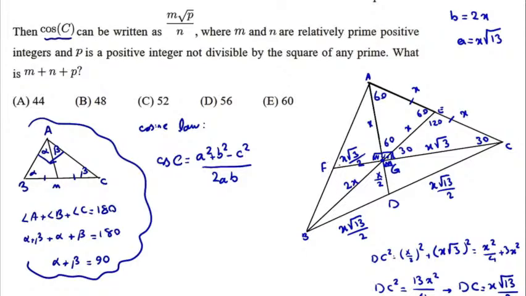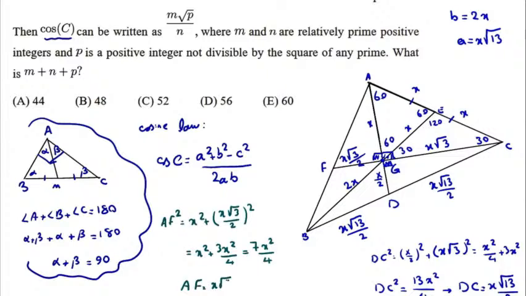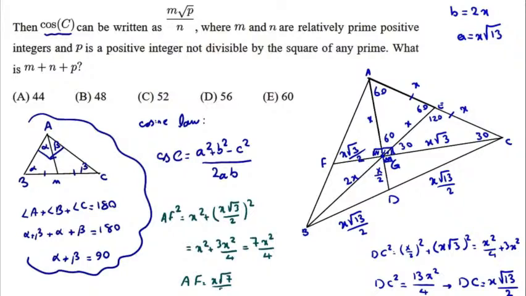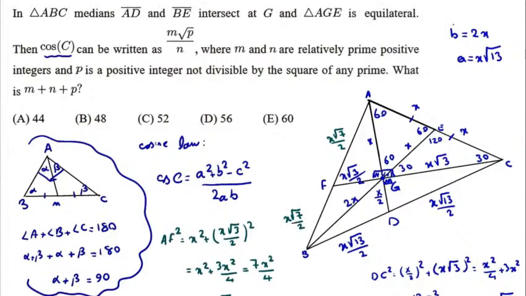And now we want to find what C is. Here in this triangle, again we use the Pythagorean theorem. AF squared equals x squared plus x root 3 over 2 squared. It will be x squared plus 3x squared over 4. It will be 4 plus 3, 7x squared over 4. So we conclude AF equals x root 7 over 2. And this part will be x root 7 over 2. And then we conclude C is x root 7.